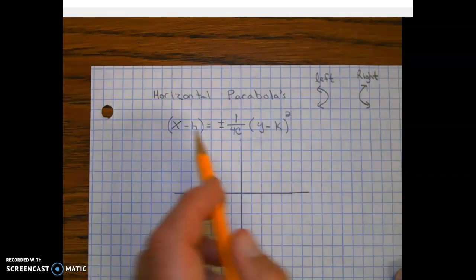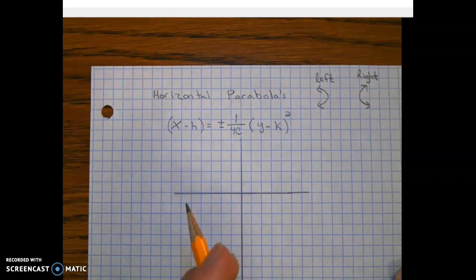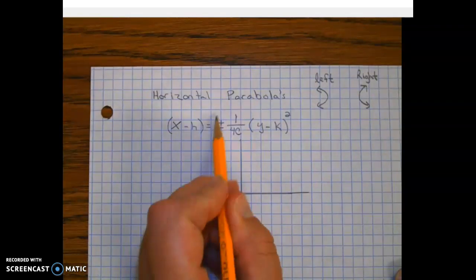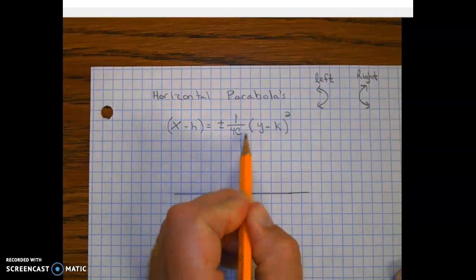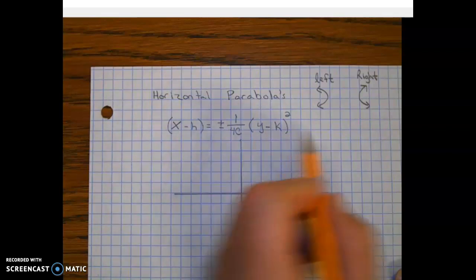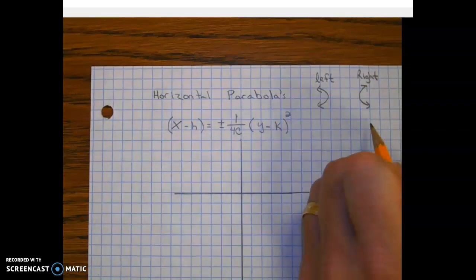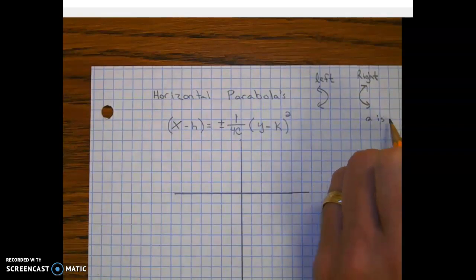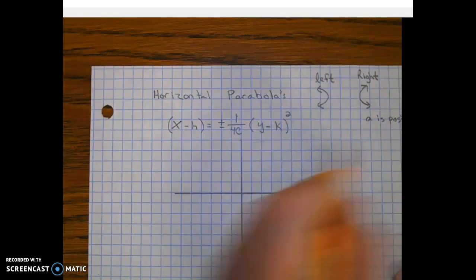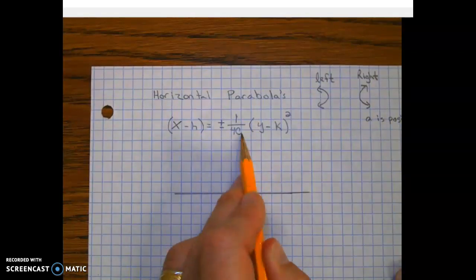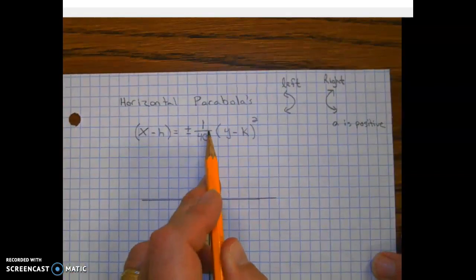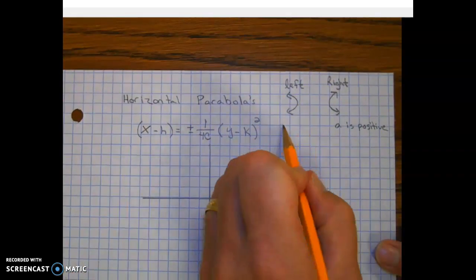So let's talk about which way this opens first of all. If the a value is positive, then it's going to be opening to the right. So a is positive. If the a value is negative, we're going to be opening to the left.